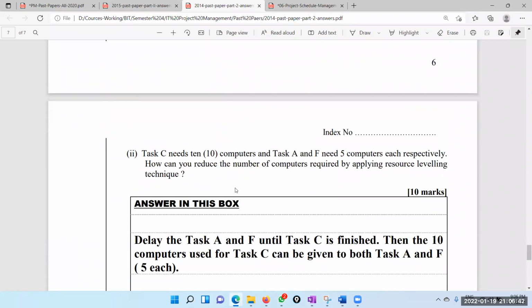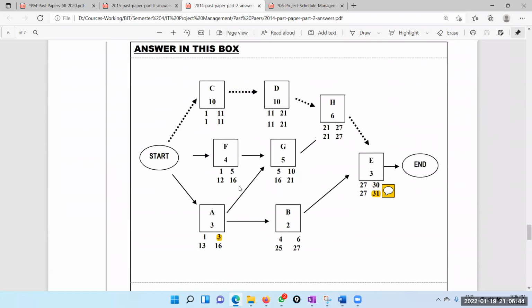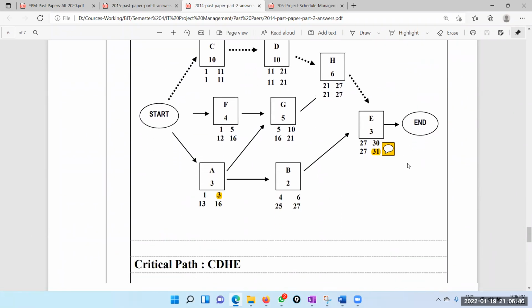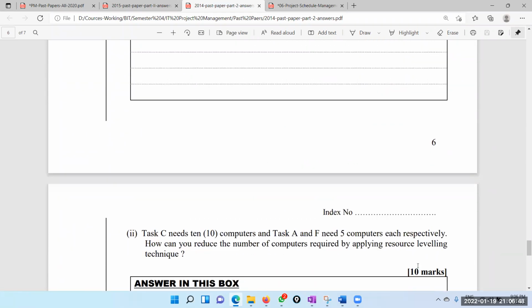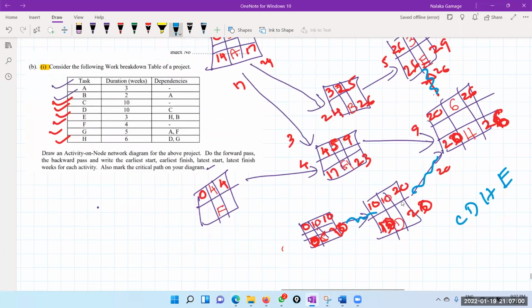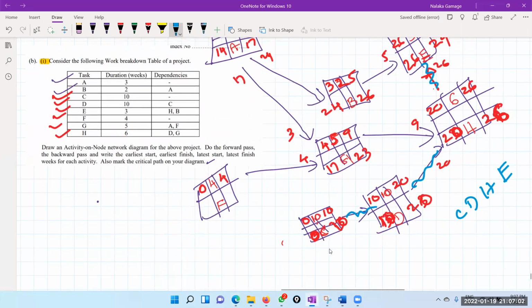Right. So there's another question here. Now for this one, how many marks? 25 marks. And there's 10 marks more. Task C needs 10 computers. Right. Task C needs 10 computers. So this one needs 10 computers.